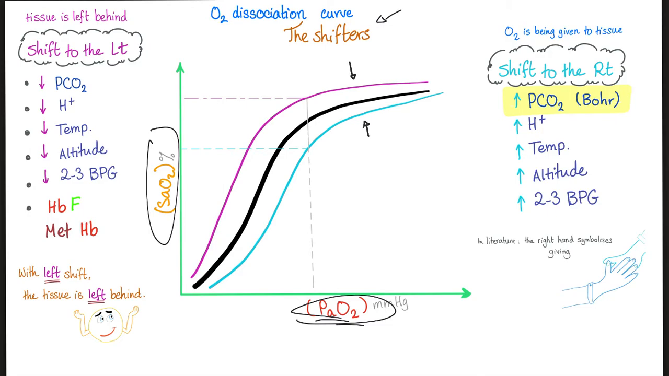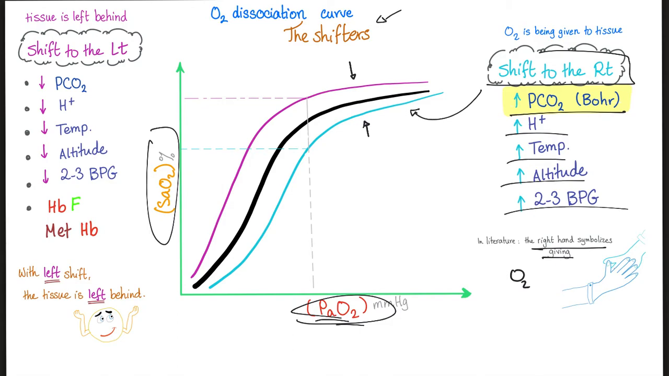Why do you shift to the right? To increase giving of oxygen to the tissue. Hashtag oxygen unloading or oxygen delivery. What shifts the curve to the right? You have increased PCO2, increased hydrogen ion concentration, increased temperature, altitude, and 2,3 BPG or DPG. Increased PCO2 will shift the curve to the right, increases oxygen unloading, and this is the Bohr's effect. Oh, bingo!